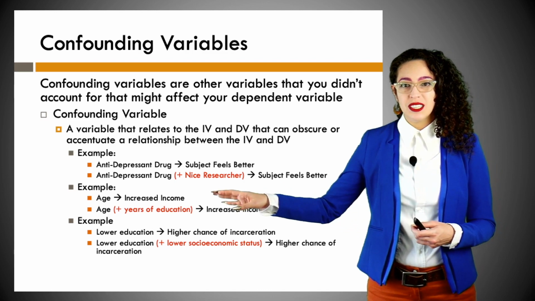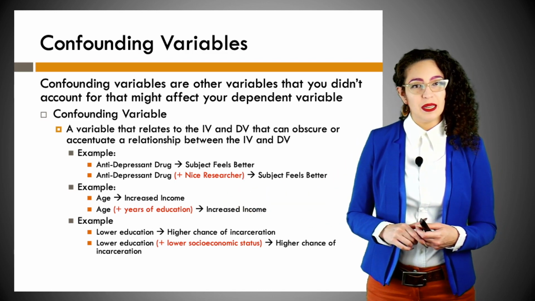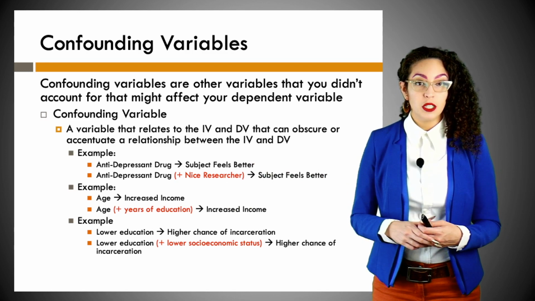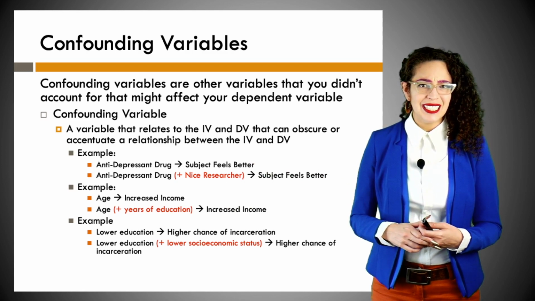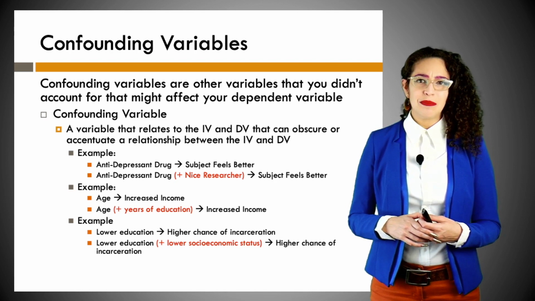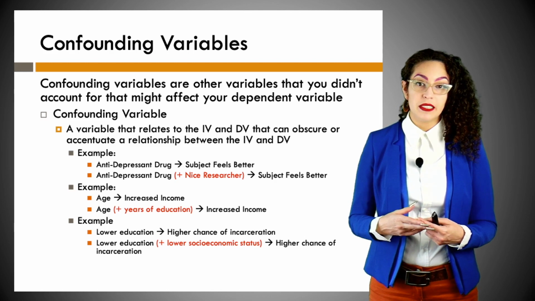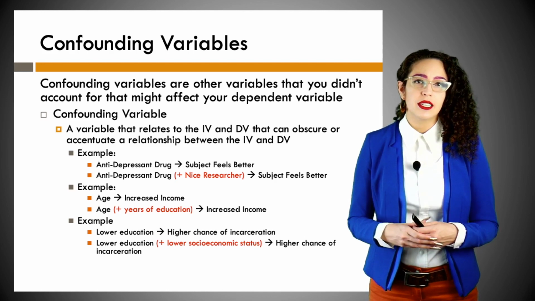Let's look at another example. Age and increased income. So we would assume as you get older that your income is going to increase. But is it just because you're aging and getting older? No, because usually as you get older, you have more years of education or maybe more years of experience at your job, and that can lead to the increased income.